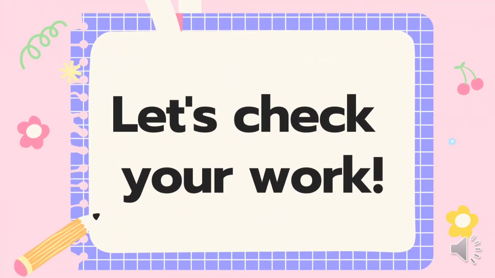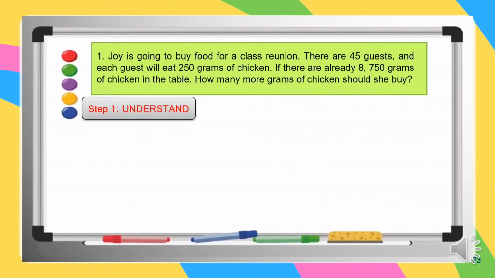So let's check your work. So let's read the problem. Joy is going to buy food for a class reunion. There are 45 guests, and each guest will eat 250 grams of chicken. If there are already 8,750 grams of chicken on the table, how many more grams of chicken should she buy?